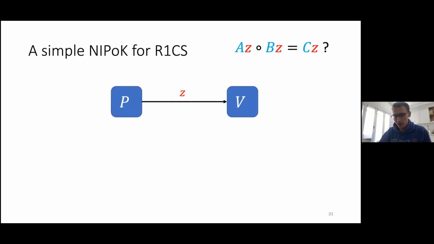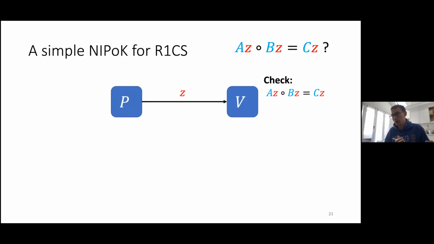Because what can the verifier do? The verifier just simply checks whether AZ times BZ is equal to CZ, right? This is a completely trivial protocol, but it is a non-interactive proof of knowledge, right?